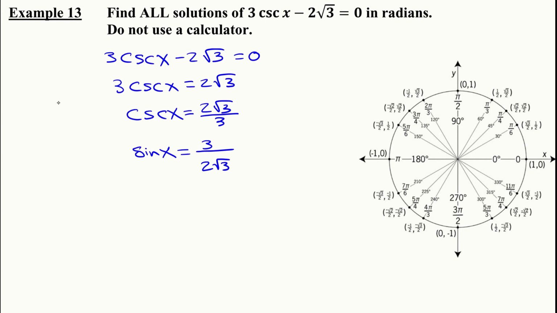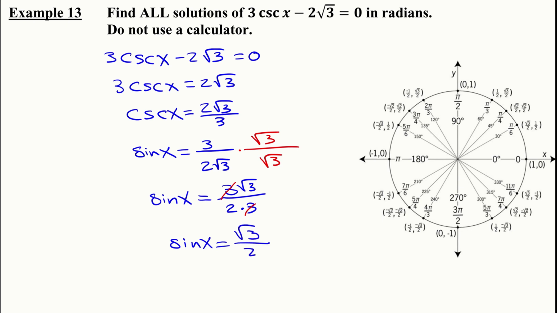And we're going to go ahead and rationalize that so that we can maybe recognize it. So we're going to multiply top and bottom by square root of 3. So we end up with sine x equals 3 radical 3 over 2 times 3. We've seen something very similar already today. So now we notice again that we can do some canceling. So now we recognize that we have sine x equals square root of 3 over 2.